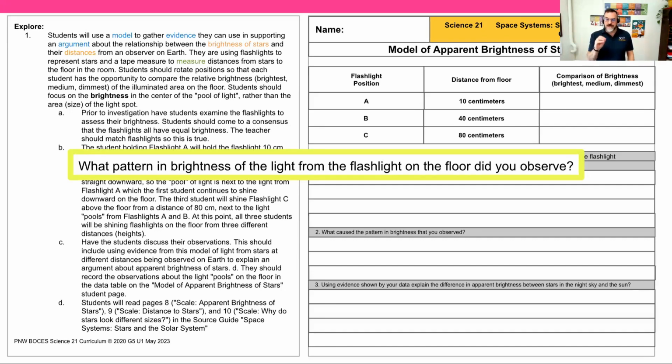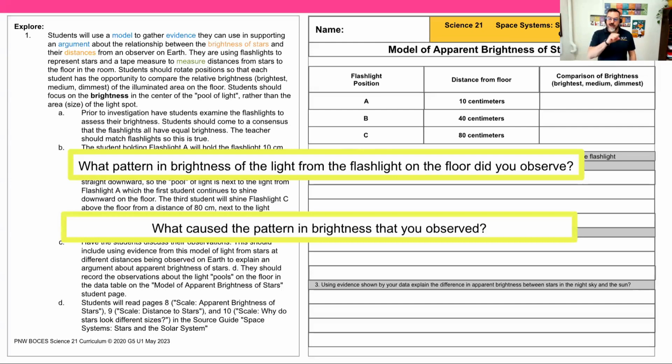But look at the specificity of the language. What pattern of brightness of the light from the flashlight did you observe? And then the next question that we look at is, what caused it? So there's our cause and effect from our cross-cutting concept. What caused the pattern of brightness? Just like in Glenn's, what caused the changing population? So whether we're talking 5th grade in earth space science or life science in high school, we're looking at very similar language.